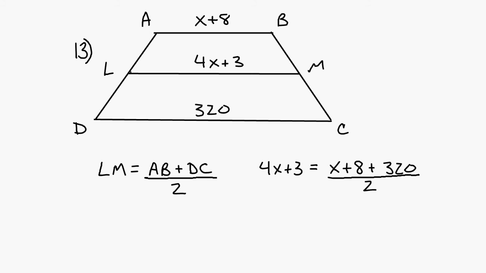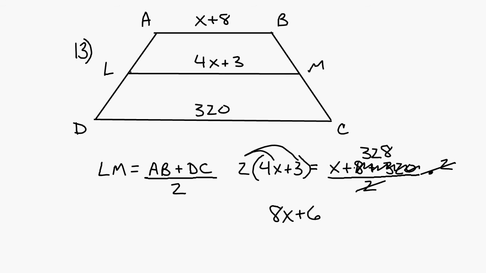So the first thing to do is to combine like terms up here in this numerator. And your 8 plus 320 can be replaced with a 328. And now you want to get this 2 out of the denominator. So multiply both sides by 2. These 2's cancel out. So 2 times 4x is 8x. And 2 times 3 is positive 6. That's going to equal x plus 328.